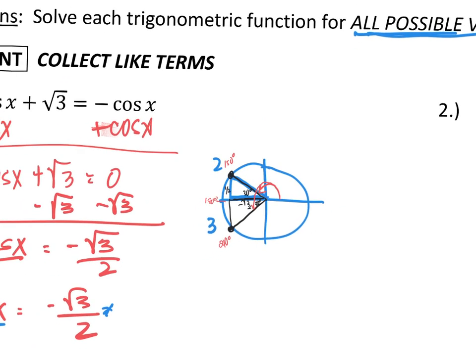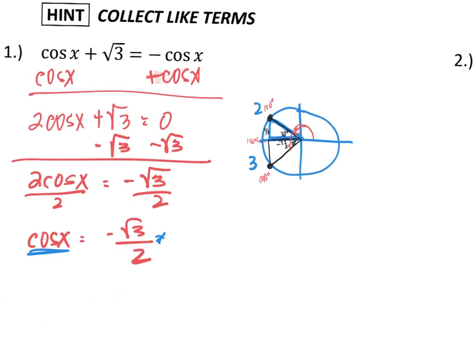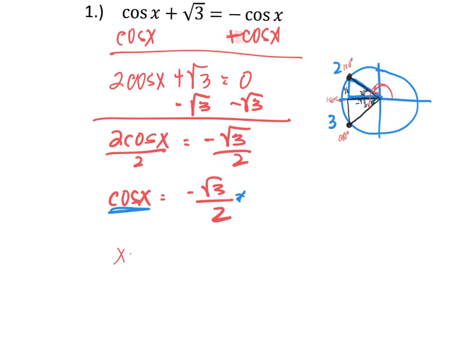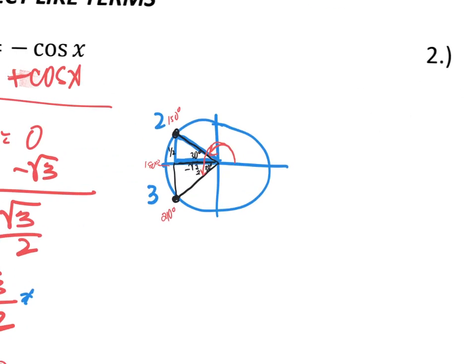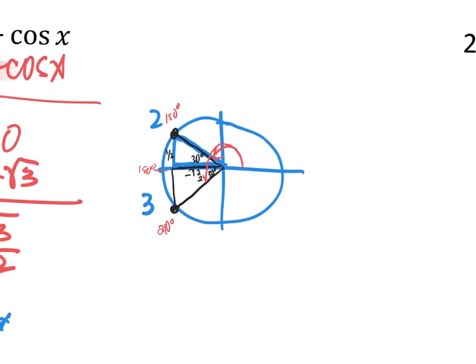Okay, so our answers are 150 degrees and 210 degrees. But, okay, this is where it gets a little tricky. It says all possible values in degrees. So isn't it true that I could go around, I could go to 150, I could go to 210 like that.